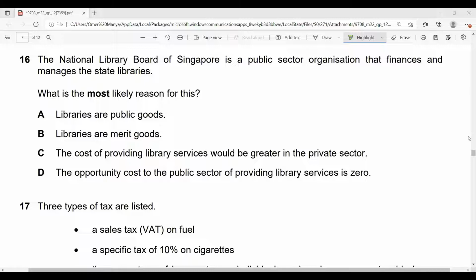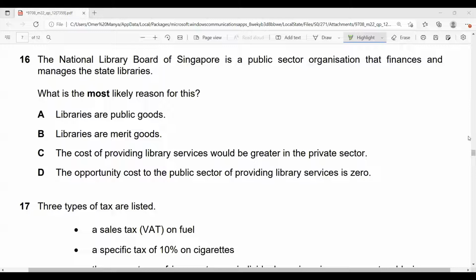Let's look at option A. Are libraries truly public goods? They are not. They are not non-rivalrous, nor are they non-excludable necessarily. People can be excluded from this library, and it possibly also has a full capacity amount, after which people might be turned away. So it's not a public good.